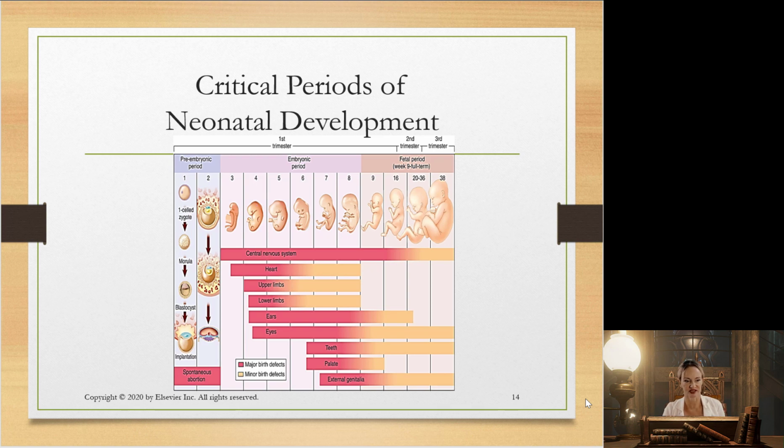This shows critical periods of prenatal development. The red areas show when teratogens are most likely to cause the majority of the birth defects, and the yellow areas show when minor defects are likely to arise. And the numbers refer to the weeks of gestation. So you can see where damage to the central nervous system continues throughout, and it starts to fade away a little bit around 36 to 38 weeks. So you can see the heart, upper limbs, lower limbs, ears, and eyes are all within those first weeks of development.